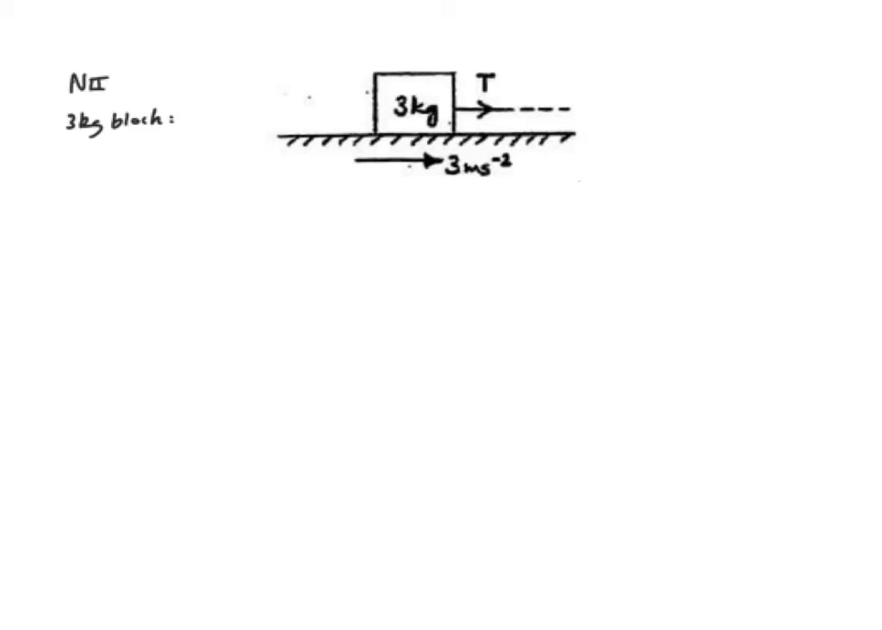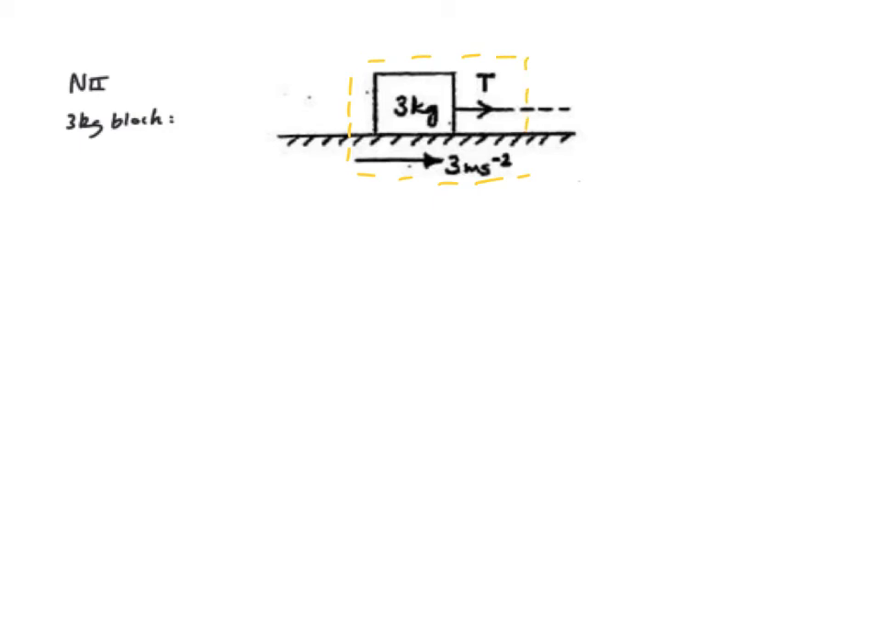Okay, so now this diagram is taken from page 46 of your textbook, and you can see what we've done now in separating out the two objects which are joined together. So now just treating the 3 kilogram block which was at the back, we're going to try and work out the force, the tension force which is required in order to pull that block along.